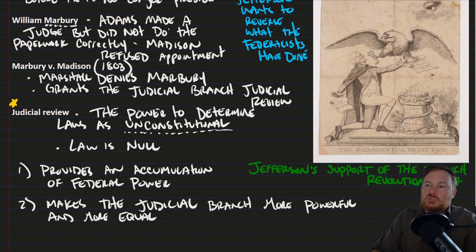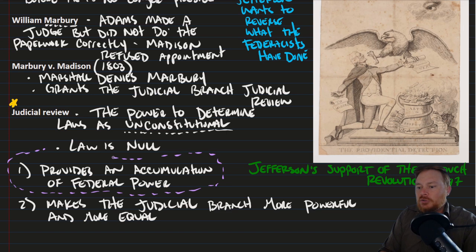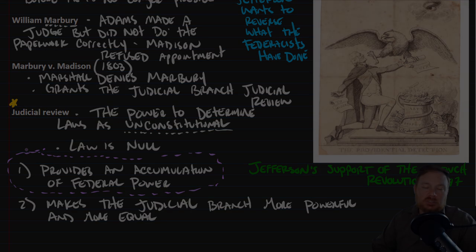So this ruling is somewhat ironic because it happens during the presidency of Jefferson, and Jefferson was always about limiting the power of the national government. And arguably, you have the single most significant accumulation of power happen at the federal level under Thomas Jefferson's rule.